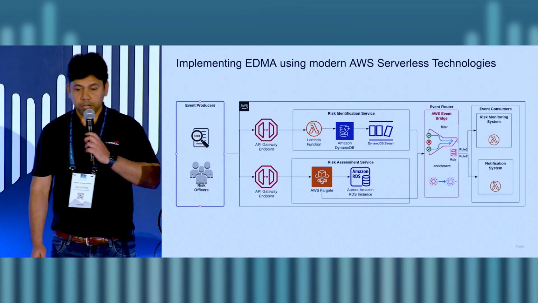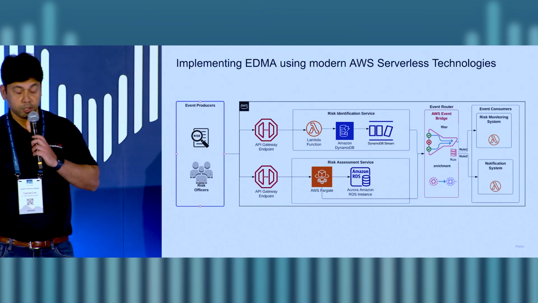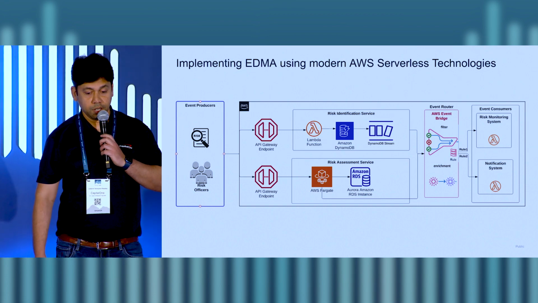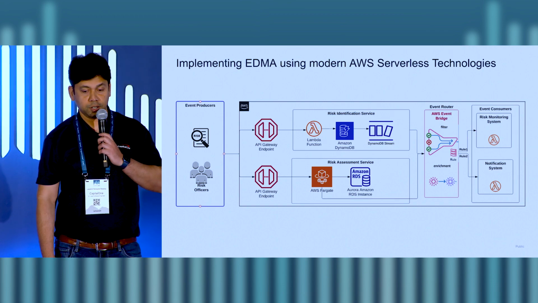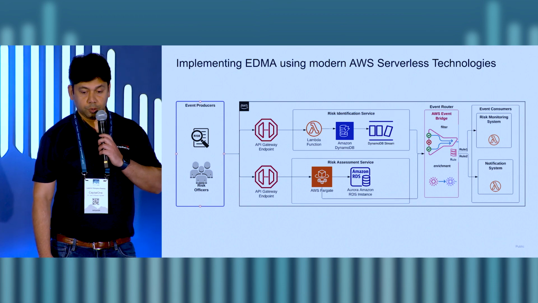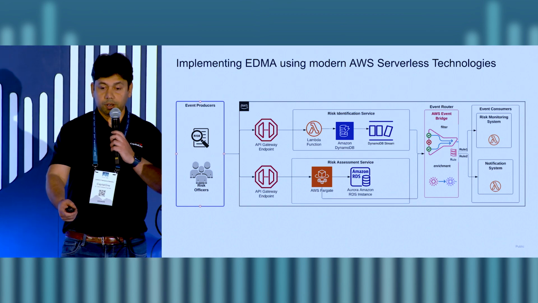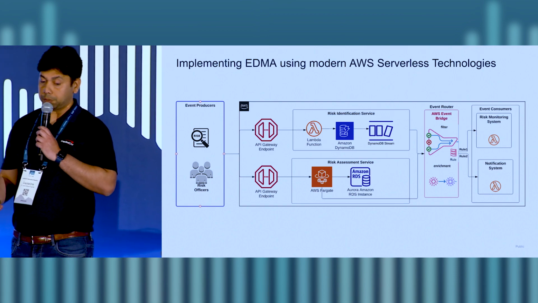So how do we implement this event-driven mesh architecture using modern AWS serverless technologies? I'm focusing more on AWS because we are all into AWS, but I think the framework should be available in other public clouds. So the concept would pretty much be the same. I'm mimicking back what Raghavan said, how it actually fits into a risk management system.